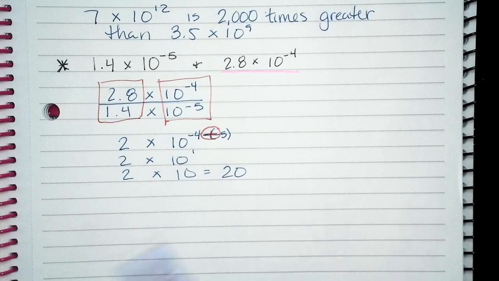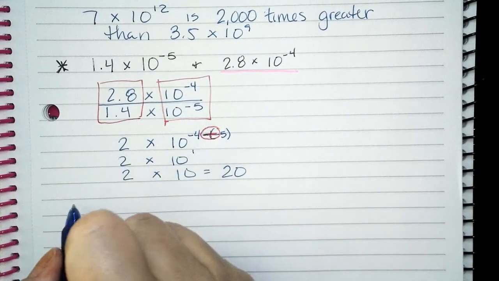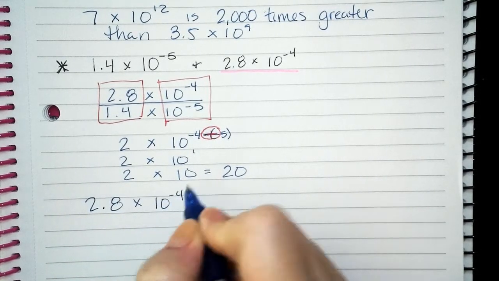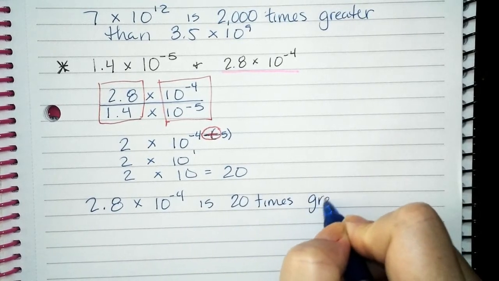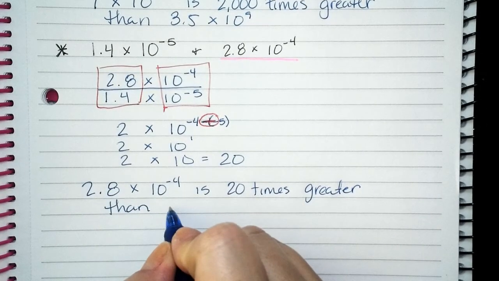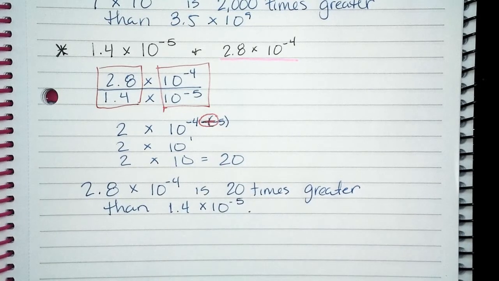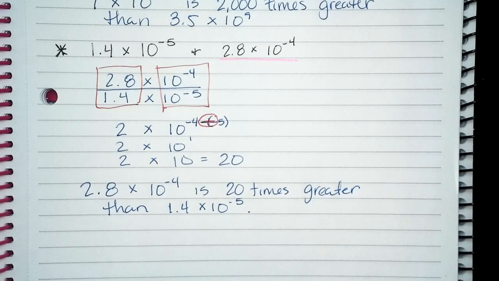Excuse me, sorry. This means that this number is 20 times larger than this number. So we would say 2.8 times 10 to the negative fourth power is 20 times greater than 1.4 times 10 to the negative fifth power. All right, so once we work all of this out, the whole reason we're working it out is just to determine how many times greater.